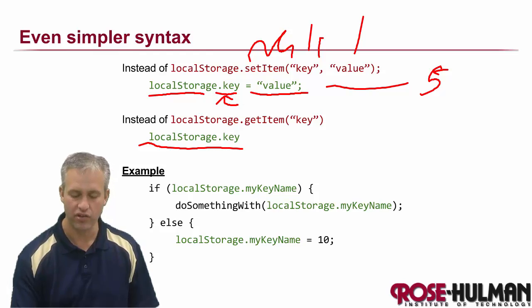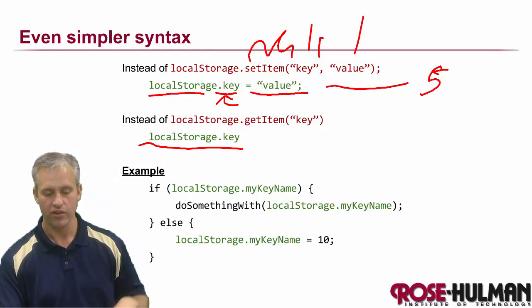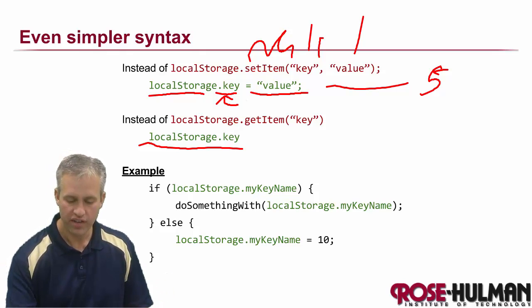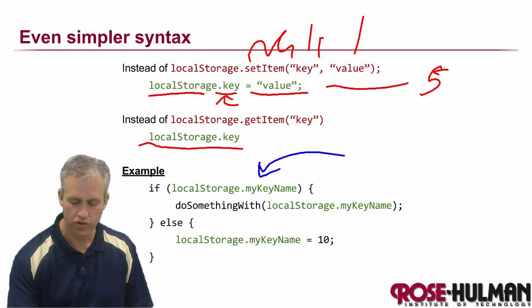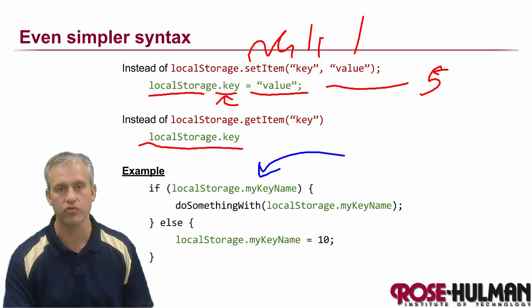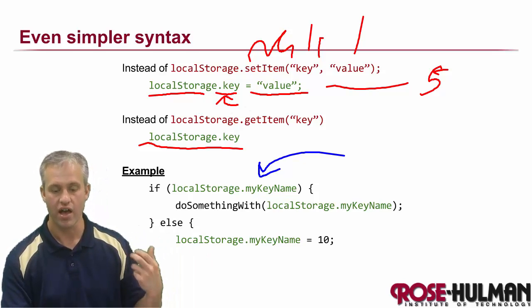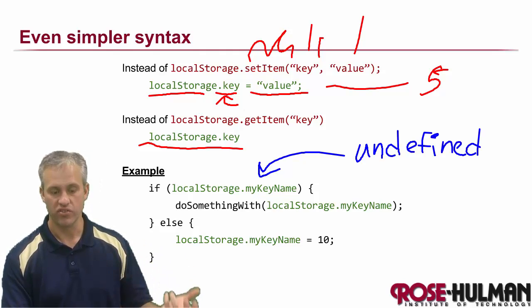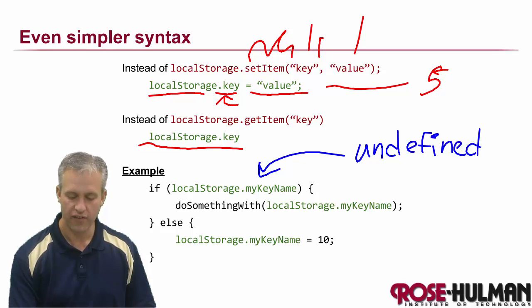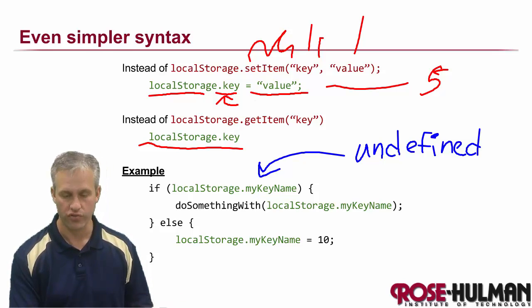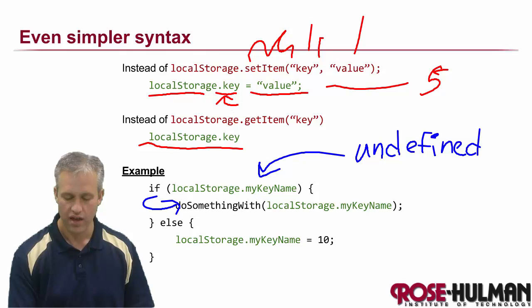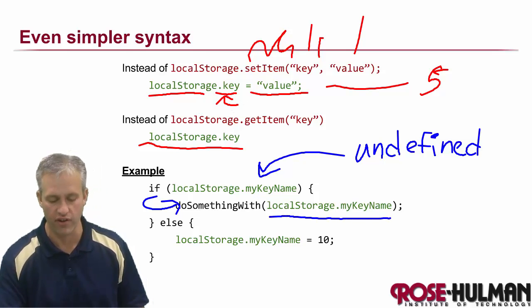And then to get something out, you don't actually have to say getItem. You could just say dot key, and then it'll get it for you. Just to look at an example, one thing you should do if you're trying to pull something from local storage is see if it exists, because if it doesn't exist, it'll give you undefined. And if something is undefined, that means it just doesn't exist. And if you say if and something is undefined, it'll be false. So if it is defined, so it does exist, then you might want to do something with it. Here we're just passing it to a fictitious function.